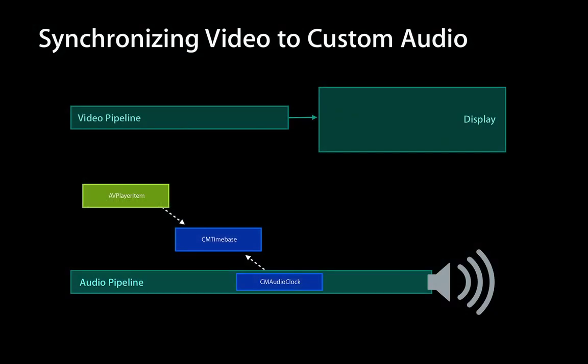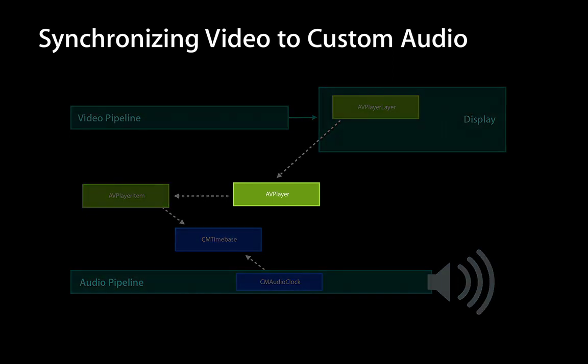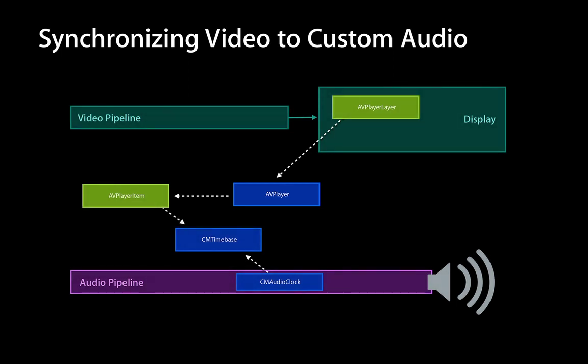Let's return to this diagram. And let me add back in the AVPlayer and the AVPlayerLayer where our video will be displayed. And let me introduce to you new API on the AVPlayer that will allow us to synchronize with your own generated audio. It's custom, so you generate the audio yourself using the Audio Toolbox APIs. And by generating that, you're driving the CMAudioClock. What we want to do now is tell AVFoundation you need to synchronize your playback with that clock so that we all stay in sync.